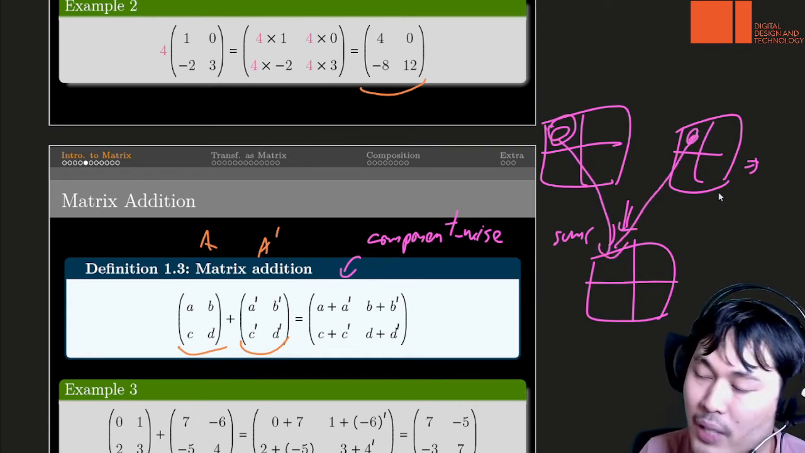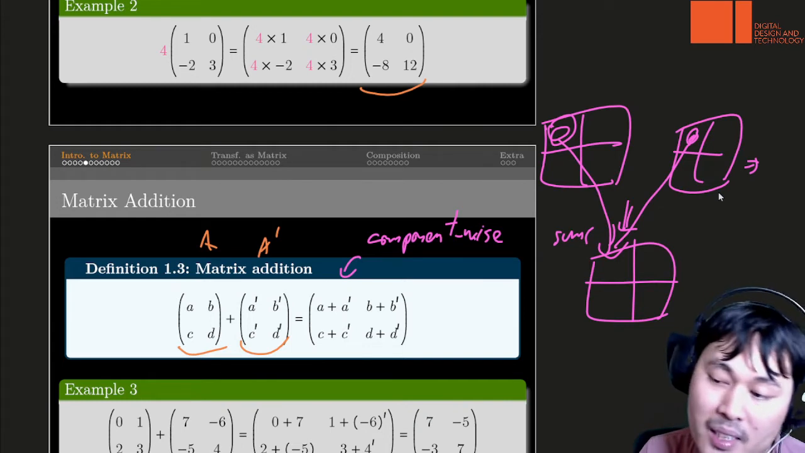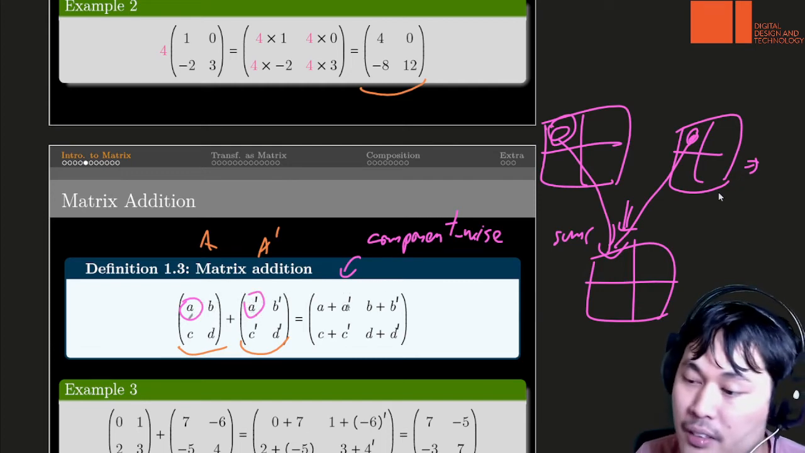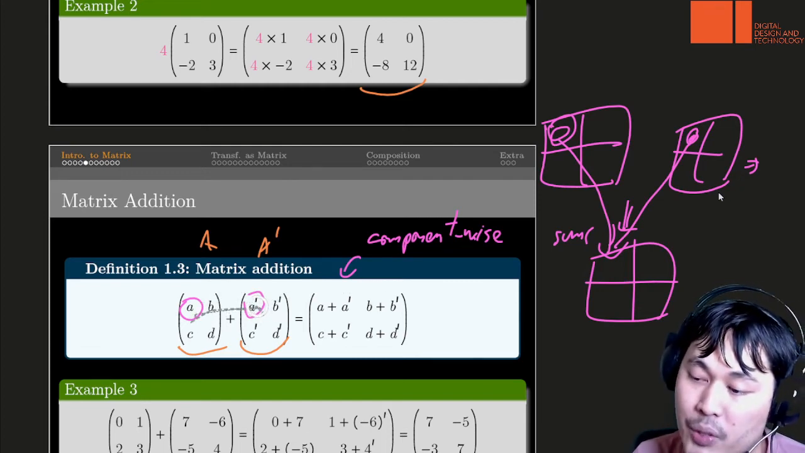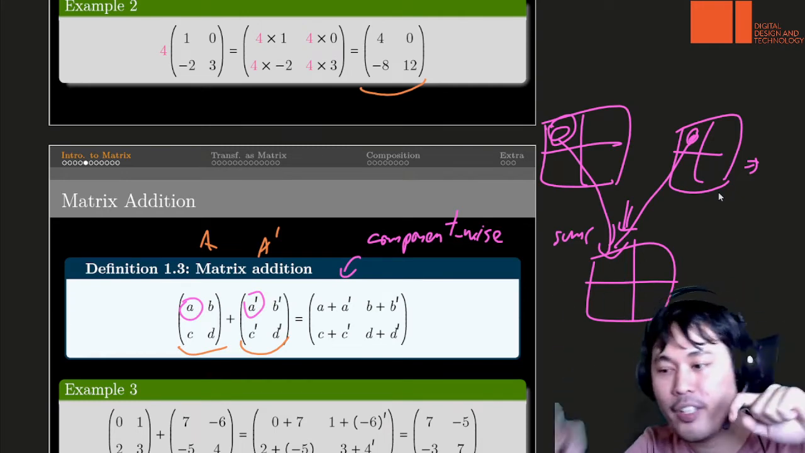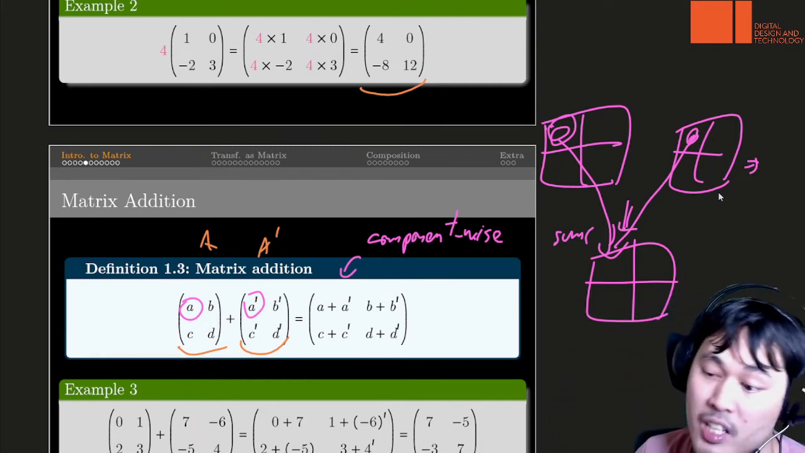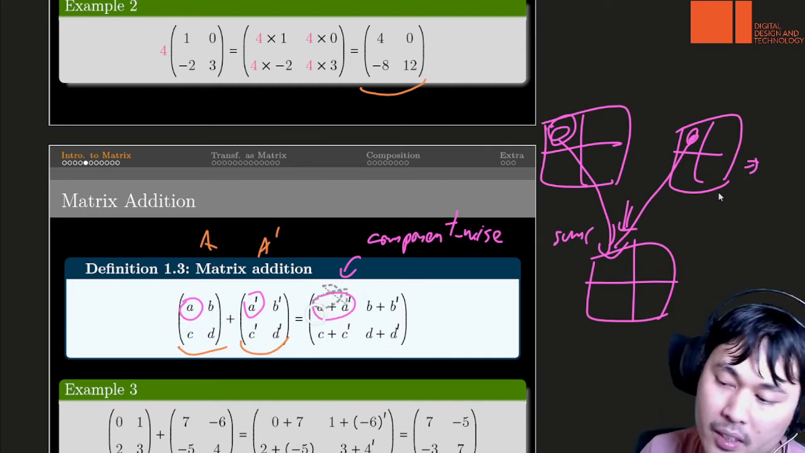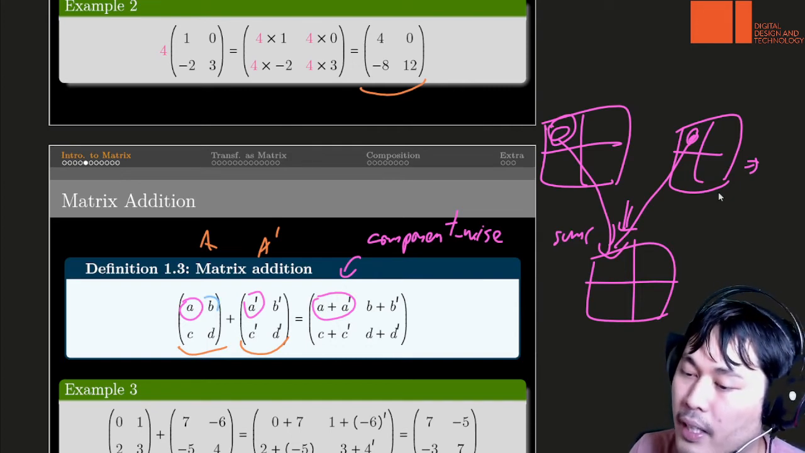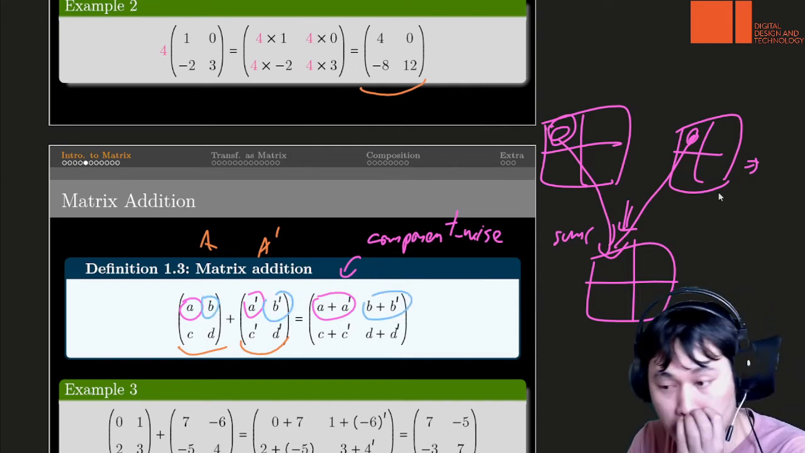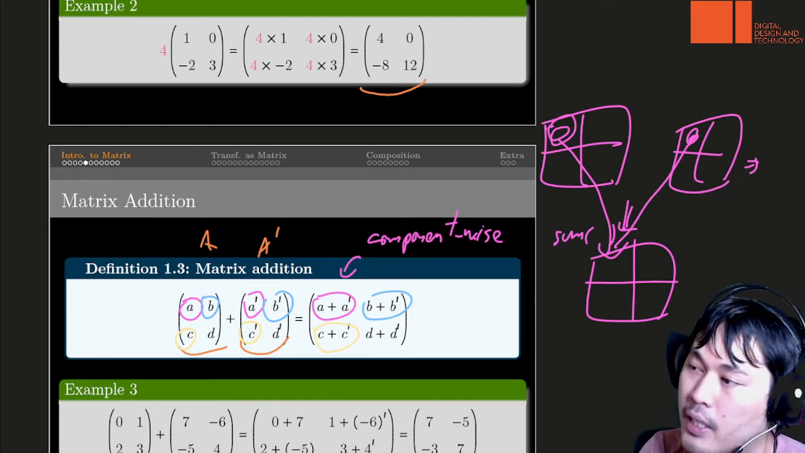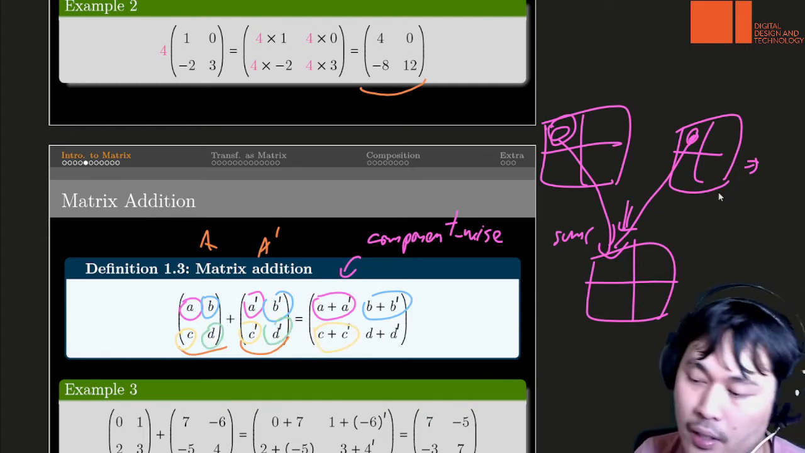If you have two matrices and you add them together, you would expect that we simply add the numbers in the same position together. So in this case, you add A to A prime because they are both the top left entry of each of their matrices, and you get A plus A prime in the top left as well. And then we repeat that for other entries. You add B to B prime, you get a new number in the top right. And you add C to C prime, you get a new number in the bottom left. And then you add D to D prime, you get a new number in the bottom right.